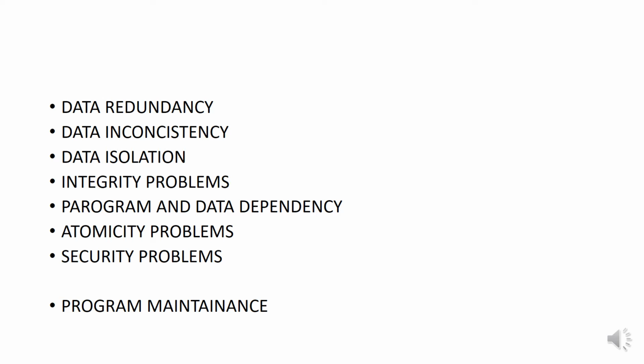Firstly, let's start with program and data dependency, as it is very simple to learn. If data is changed even a little bit, then the program would show an error for the output. This is known as program and data dependency. When the program is unable to find or unable to manipulate the data, then atomicity problems arise.